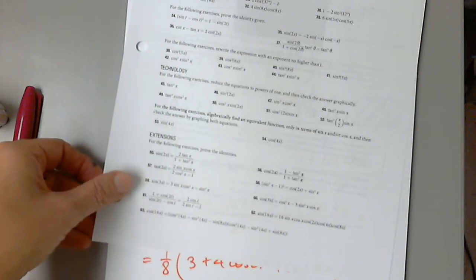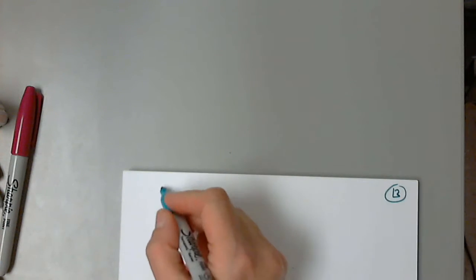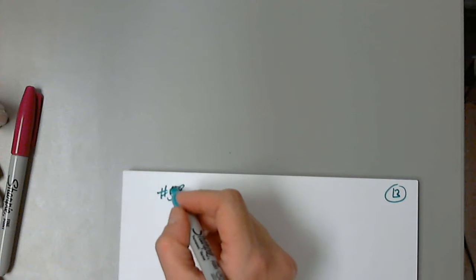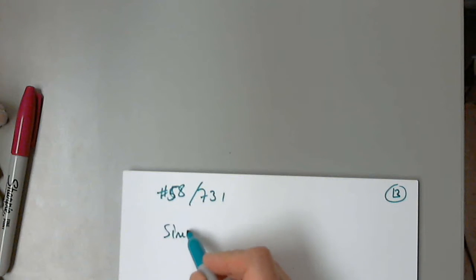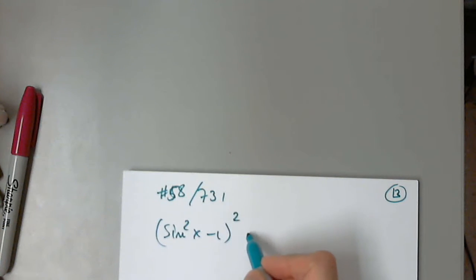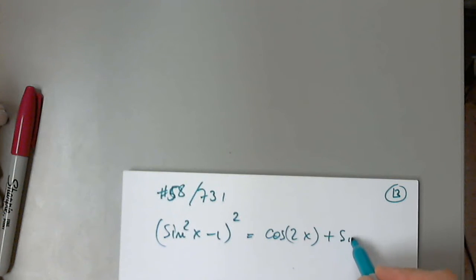What about 58? Is that okay? 58? So again, remember, we have to decide where to start. 58, page 731. So we have (sine squared x minus 1) squared equals cosine 2x plus sine to the 4th x.